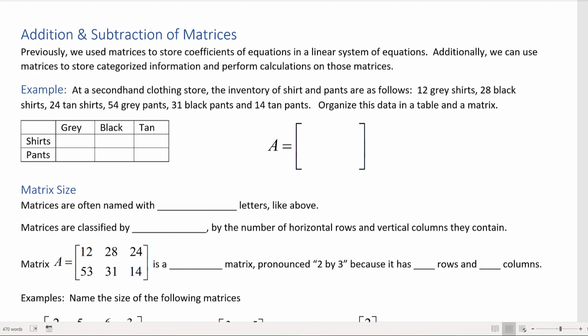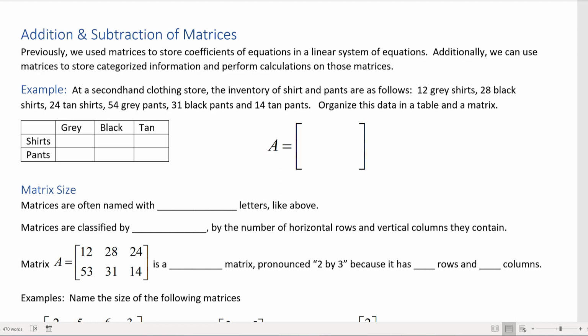Today's lesson is on addition and subtraction of matrices. In previous sections, we have used matrices to store coefficients of equations in a linear system of equations, and then we solve those linear systems of equations using row operations. But additionally, we can also use matrices to store categorized information and perform calculations on those matrices. Specifically today, we will be working on addition and subtraction of those matrices.